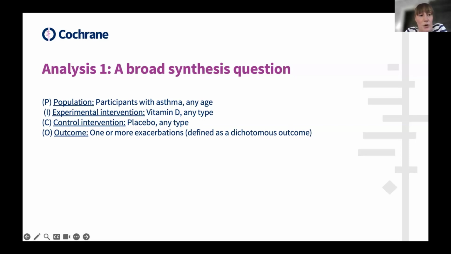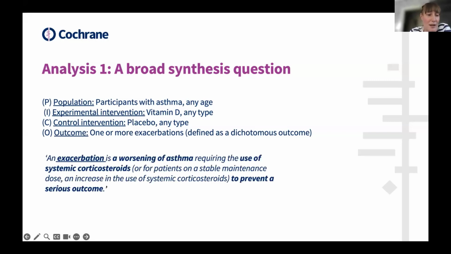So first of all, in this review, we are looking at a quite broad synthesis question where the population is participants with asthma. And the experimental intervention is vitamin D any type versus placebo any type. And we're interested in the outcome, one or more exacerbations. You can just move on. I think there's a brief explanation of exacerbation here. This is an outcome that will be defined as dichotomous. And this will be the core synthesis that we'll then adjust in different ways, looking at more narrow synthesis questions.